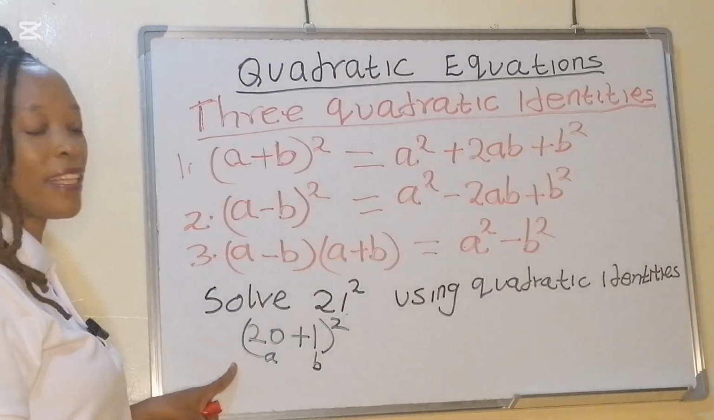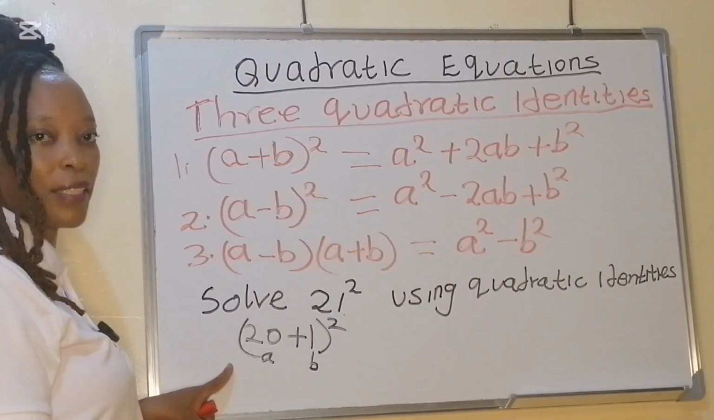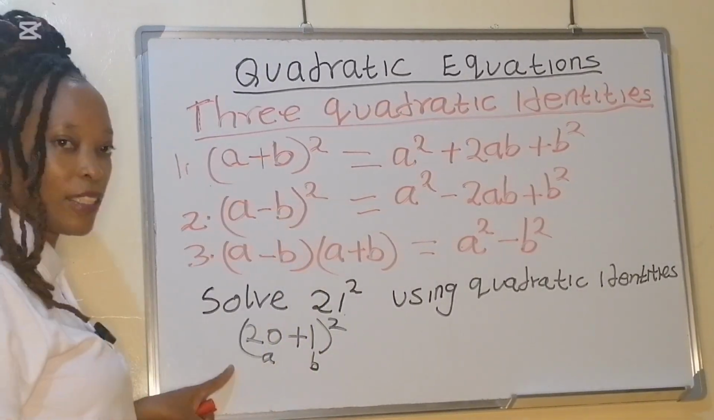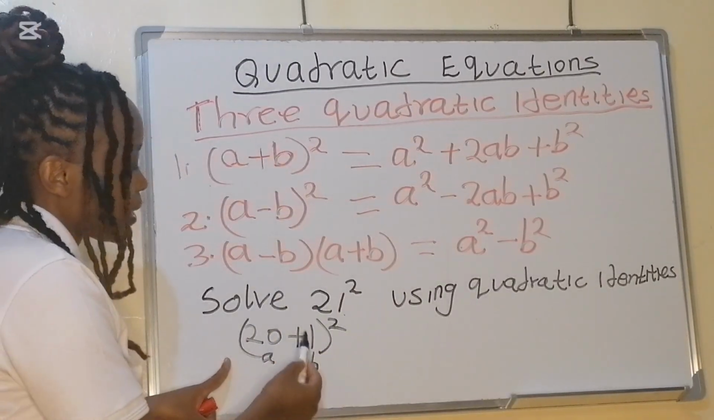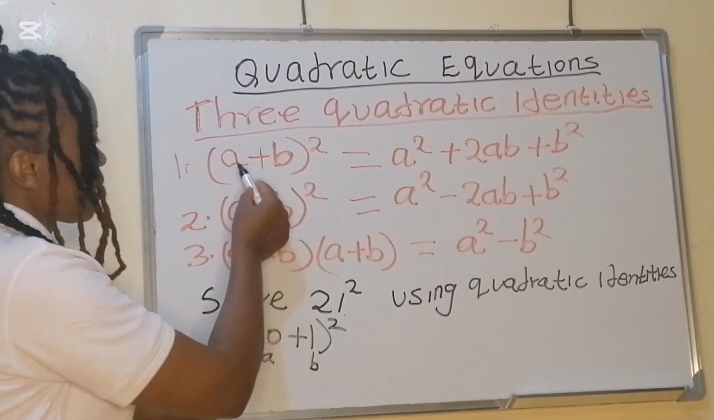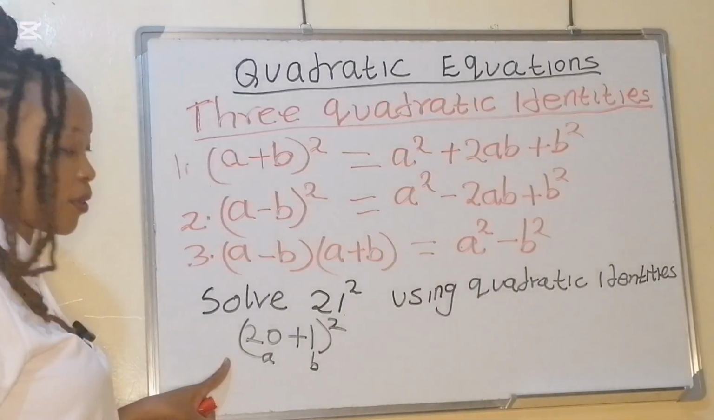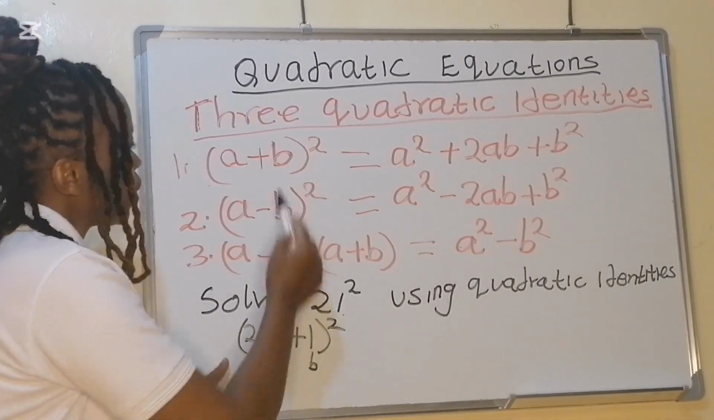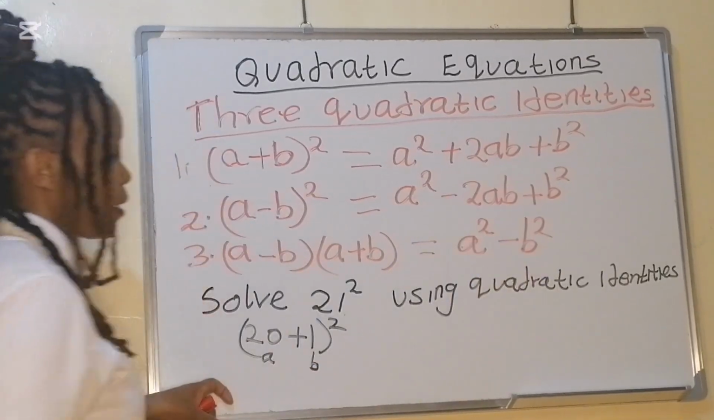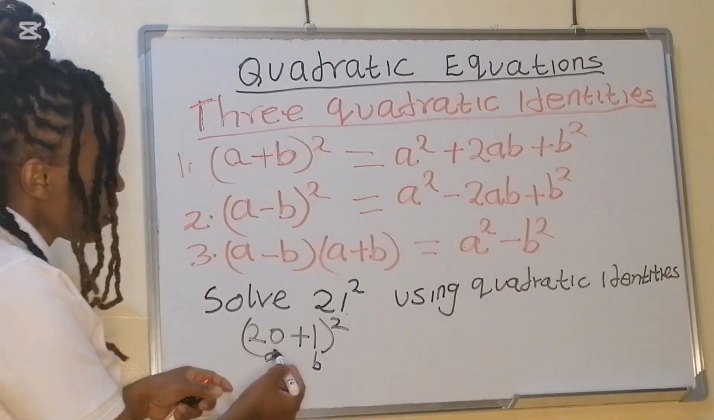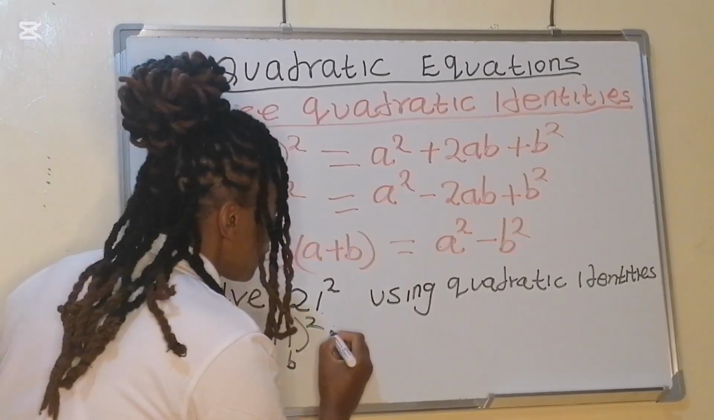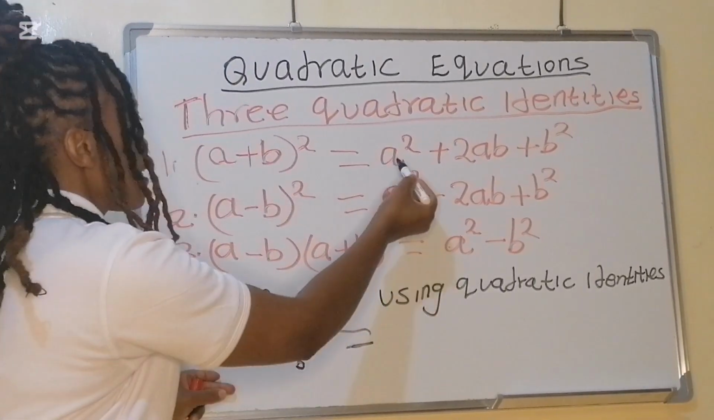The easier way is 20 plus 1. You break it into 2 so that it can form such an equation. Now we have 20 plus 1 squared. This is A, this is B. We are using this identity: A plus B squared is A squared plus 2AB plus B squared. So 20 plus 1 squared is equal to, the first term is A squared.